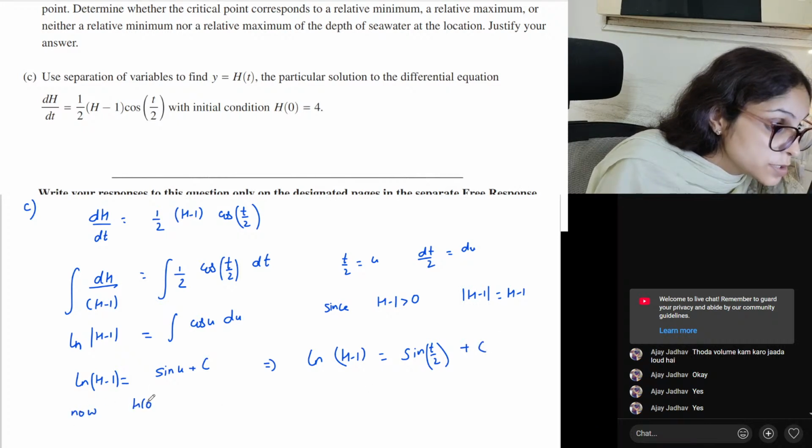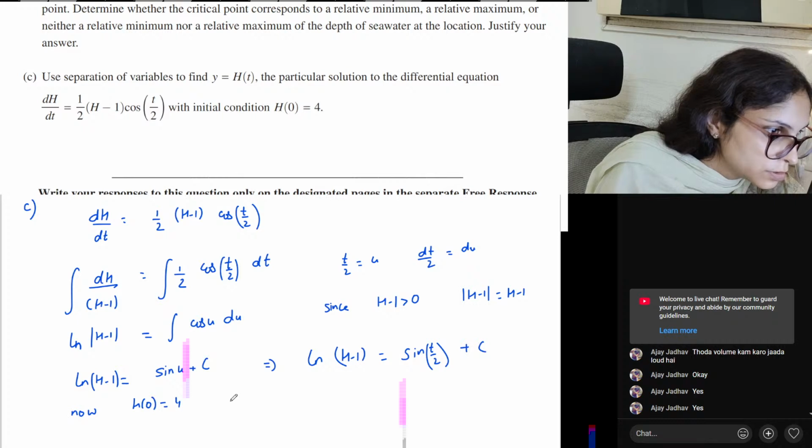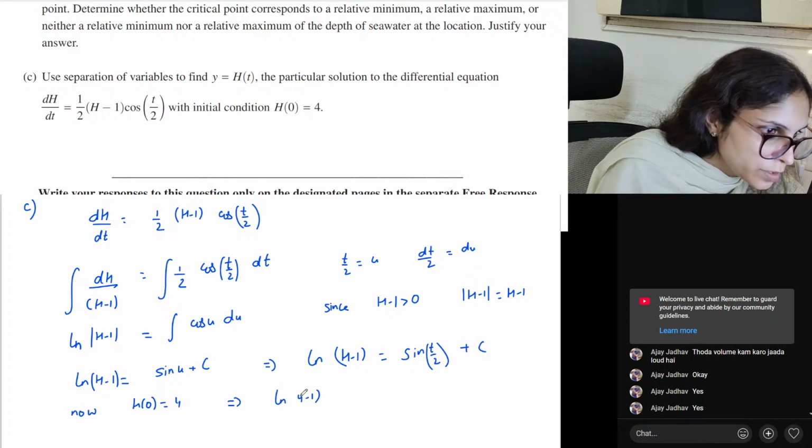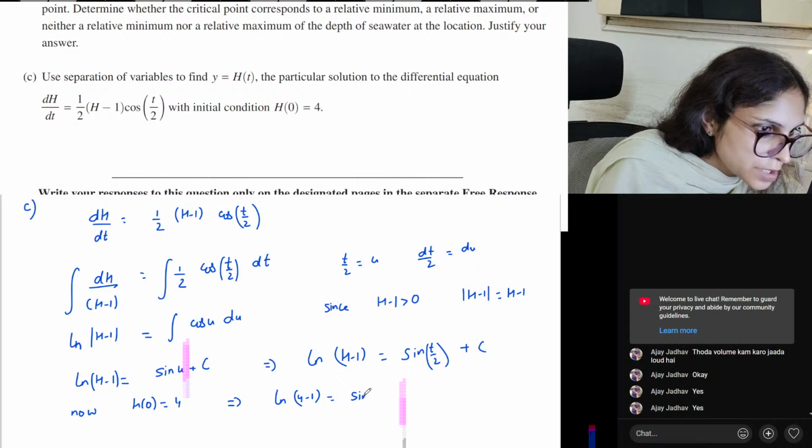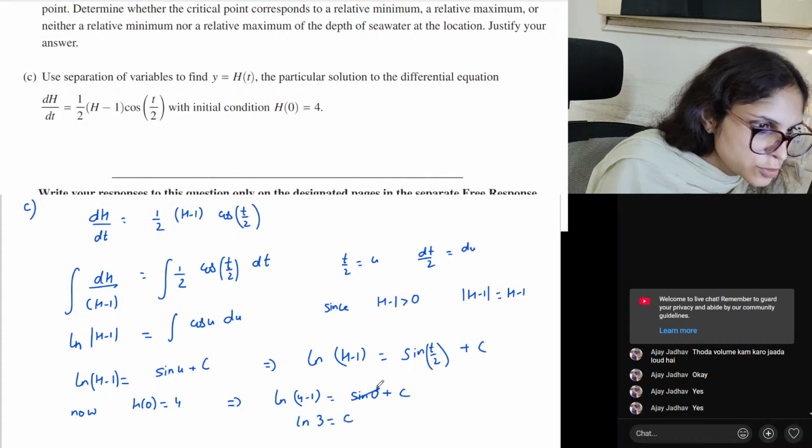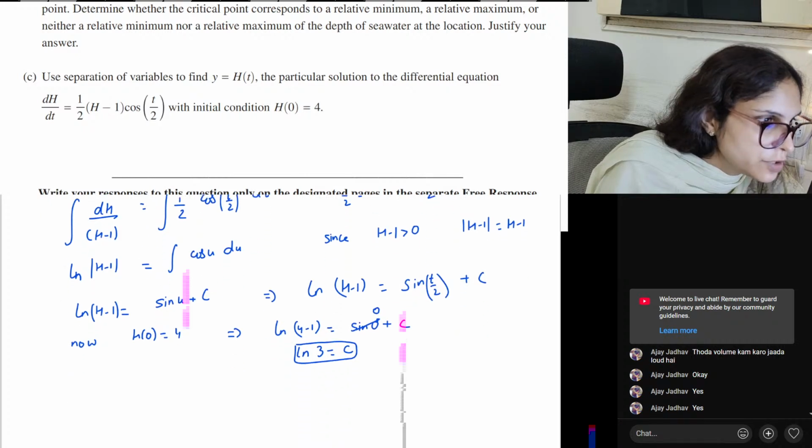Now h of 0 is 4. So that is why ln (4 minus 1) is equal to sine 0 plus c. From here, ln 3 is going to be c because sine 0 is 0. So c is equal to ln 3. And now you can write the function.